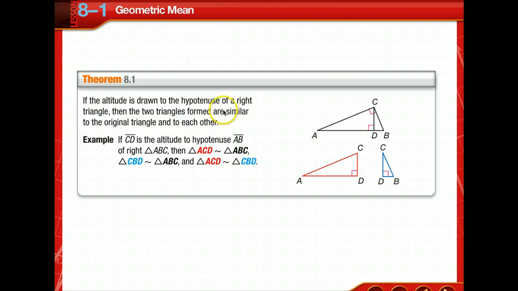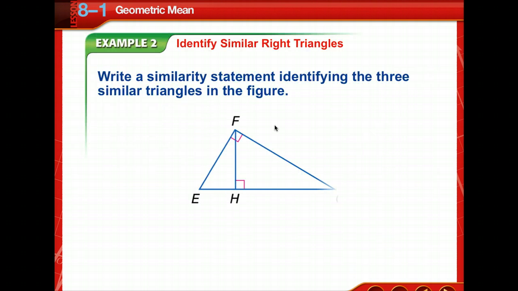If the altitude is drawn to the hypotenuse of a right triangle, so we've drawn an altitude from the vertex of the right angle to the hypotenuse, then the two triangles formed are similar to the original triangle and to each other. So let's identify similar right triangles. And there's a little trick to this. You might want to take this down in your notes.